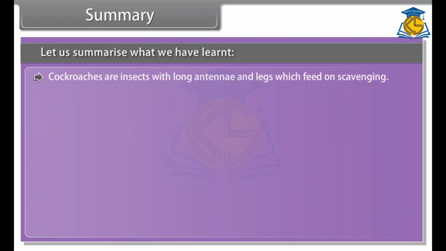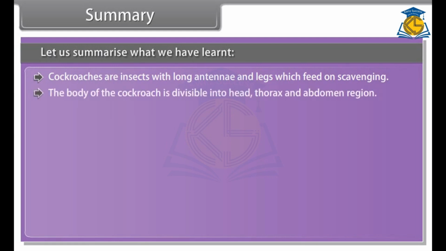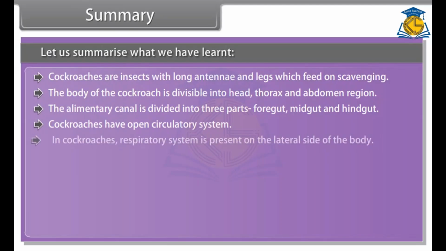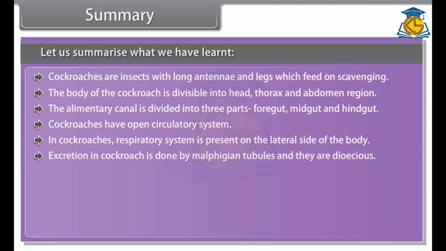Cockroaches are insects with long antennae and legs which feed on scavenging. The body of the cockroach is divisible into head, thorax and abdomen regions. The alimentary canal is divided into three parts: foregut, midgut and hindgut. Cockroaches have an open circulatory system. In cockroaches, the respiratory system is present on the lateral side of the body. Excretion in cockroach is done by Malpighian tubules and they are dioecious.